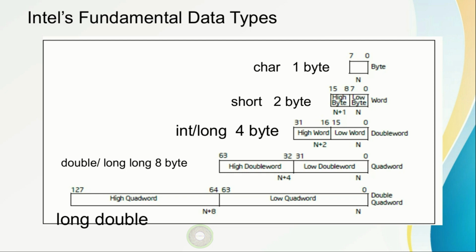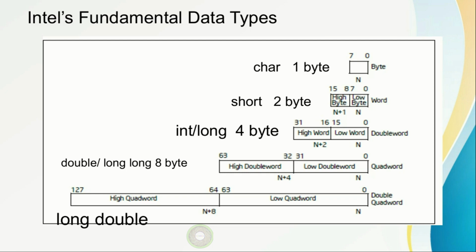We used to go to the quad word. Intel used to call this quad word. But in C and C++, we call this double or long, which is 8 byte. Now Intel brought in 64-bit computers, which are very fast and have a huge memory and RAM.